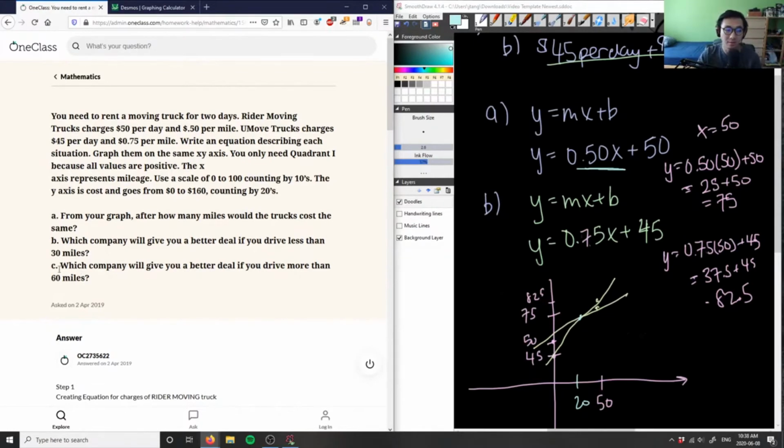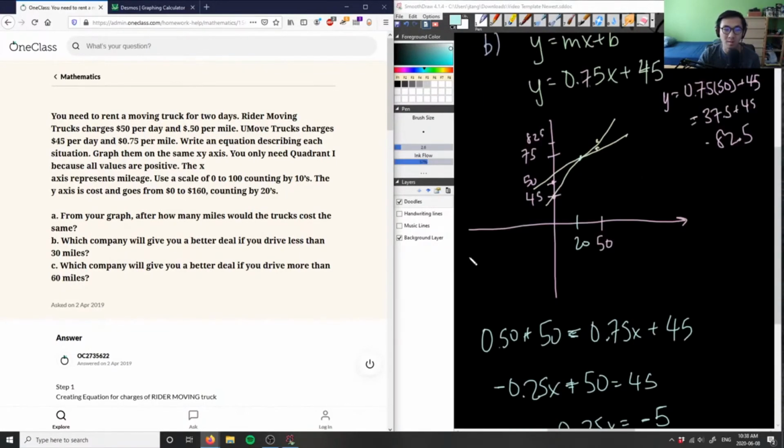It's actually B. Because again, although the rate of change here is steeper, you're paying less for the initial cost. And then for C here, it's going to actually be the first company, because although you're paying more for the initial cost, you're actually paying less because you have a rate of change that is less than 0.75. So for B, the second company is cheaper, and for C, the first company is cheaper here.